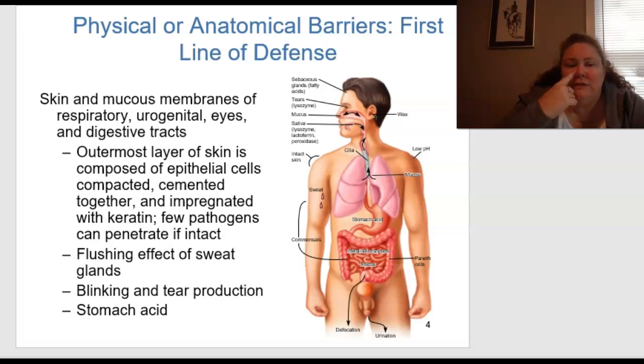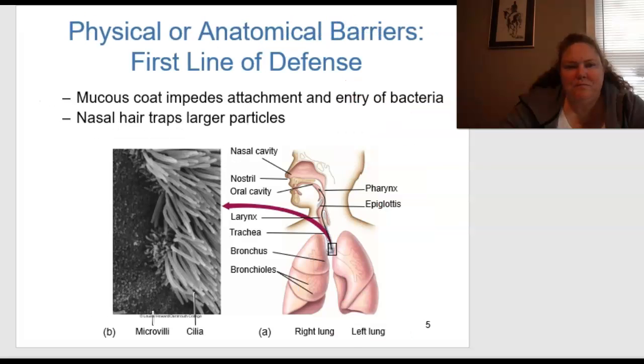You also have a flushing effect of sweat glands. We can have blinking and tear production, and also stomach acid that can help to defend against these different microbes. And so this is figure 14.1. It's titled defenses. And so these would be some nonspecific defense barriers that help prevent entry of microorganisms into the host tissue.